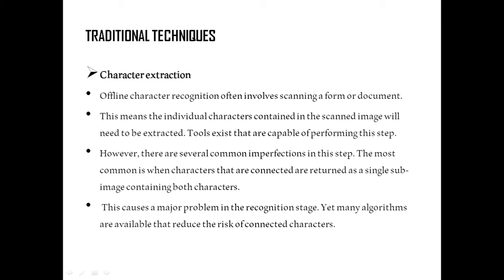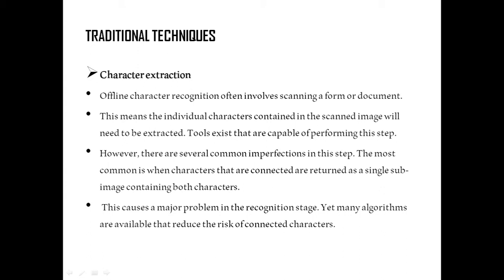Next, traditional techniques which come under offline recognition. In that, character extraction. Offline character recognition often involves scanning a form or document. This means the individual characters contained in the scanned image will need to be extracted. Tools exist that are capable of performing this step. However, there are several common imperfections in this step.